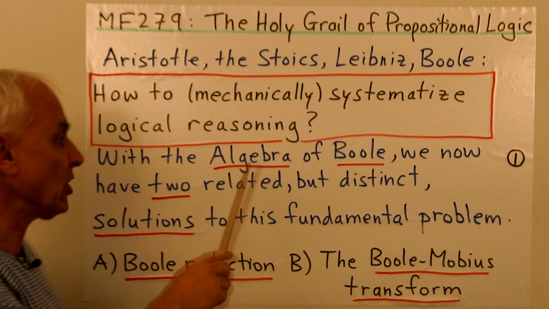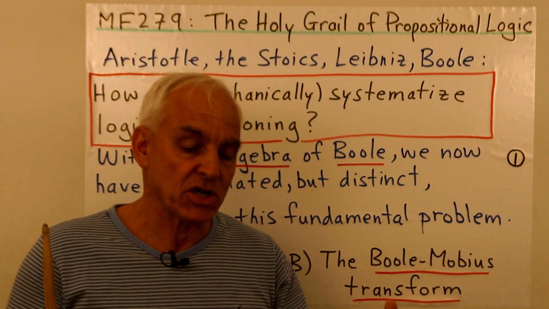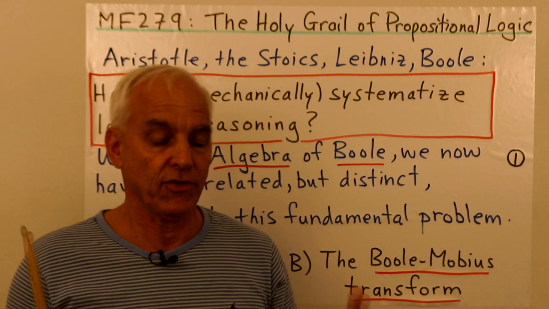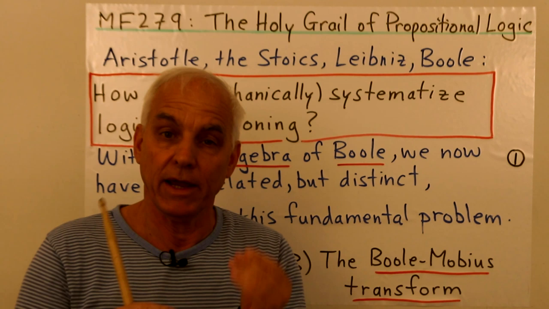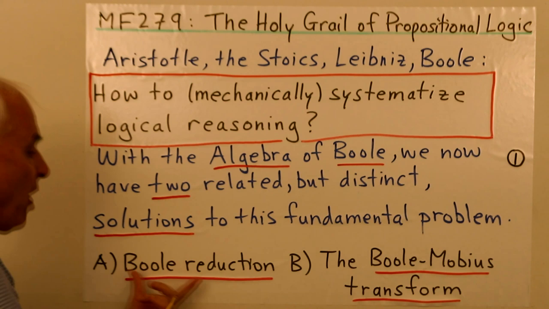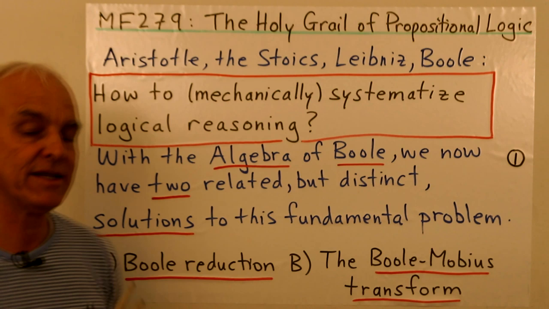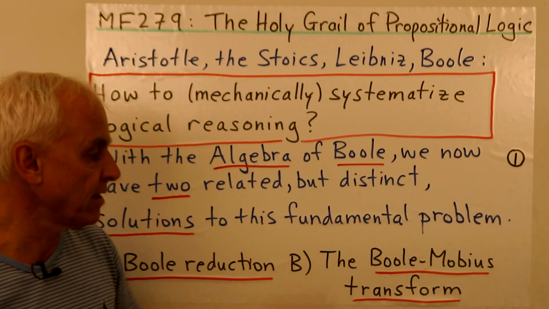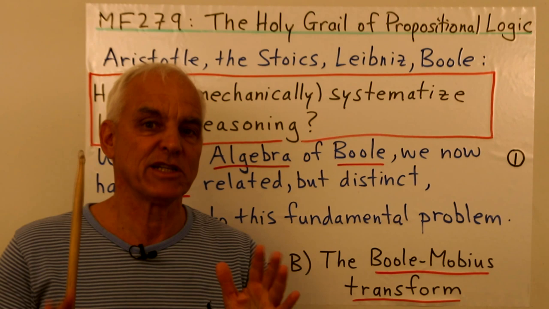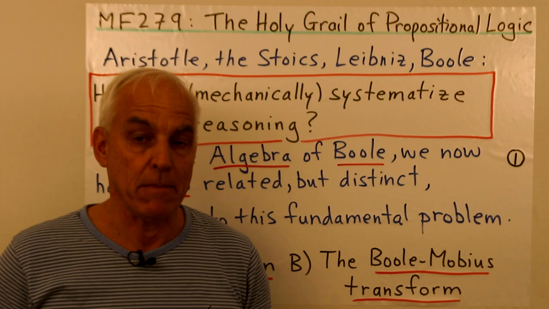So this is different from the classical propositional logic involving essentially Boolean algebra that's taught in courses around the world. This is a different point of view, and we're saying it's more powerful and essentially solves the problem in a way that the Boolean algebra point of view does not. Okay, so we are in fact going to be reviewing two different approaches to this problem, so two different resolutions of this fundamental problem. The basic one is to systematically depend on Boole reduction, and the second one is to exploit the somewhat clever Boole-Mobius transform. That's what I want to explain to you in this lecture, so we're basically reconfiguring the landscape of propositional logic.